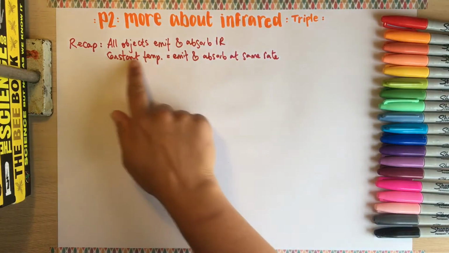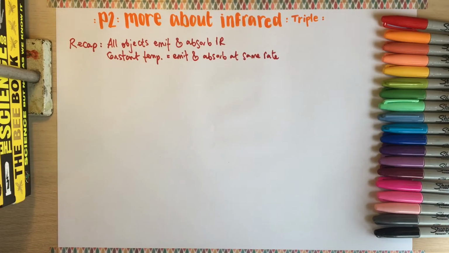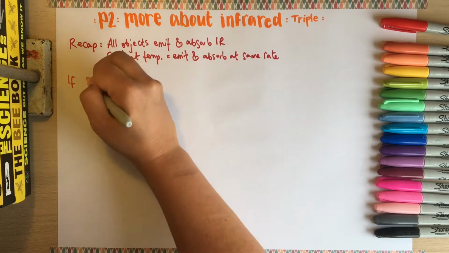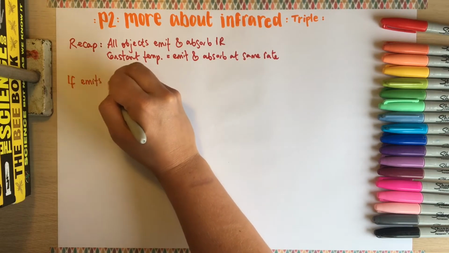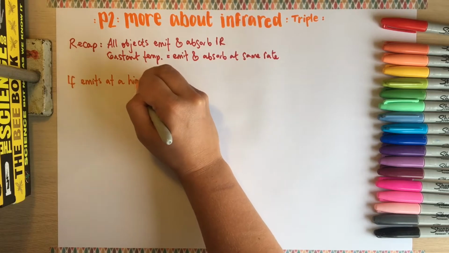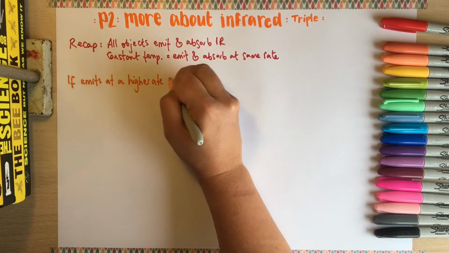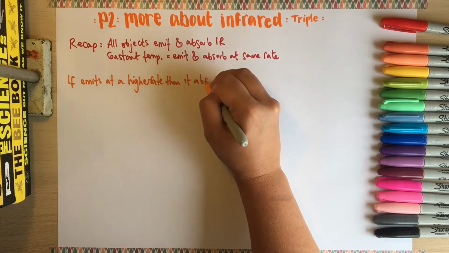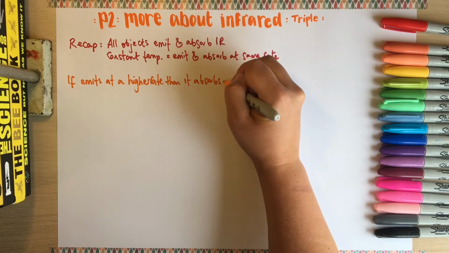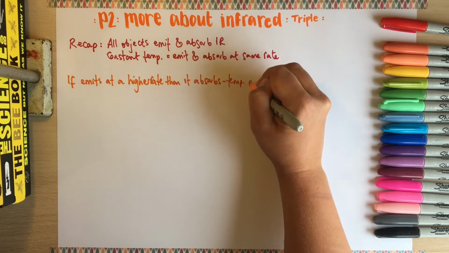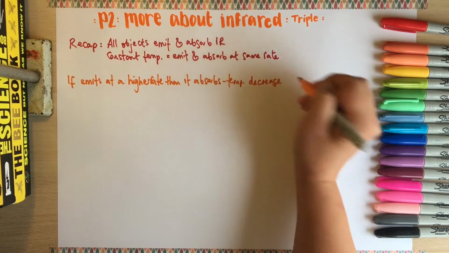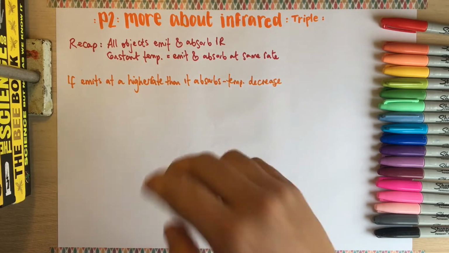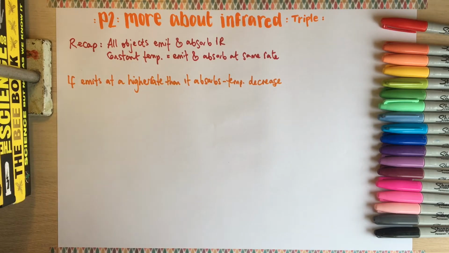So let's just take this thought process a little bit further. If it emits at a faster rate than it absorbs, then we know that the temperature is going to decrease. Okay, so if you don't want the temperature to decrease, you're going to need to change something so that it's not emitting at such a high rate.